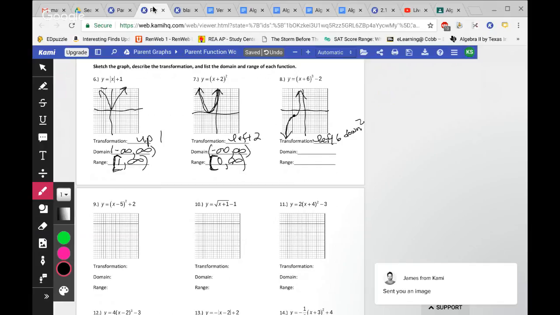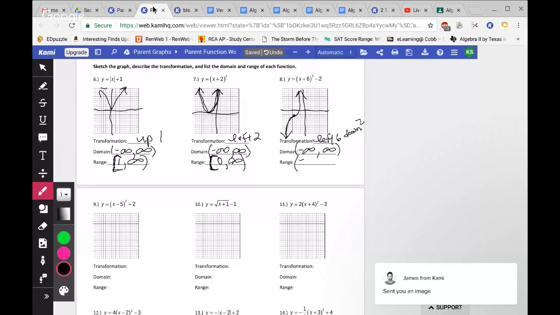So what's the domain and range on this one? The domain, is it negative infinity to infinity? It is. Because all x's are a possibility because those rays go on and on forever. How about the range? Negative 2 to infinity. On the range, think about it. Where are all y's a possibility? Negative infinity to infinity. Yes, sir.